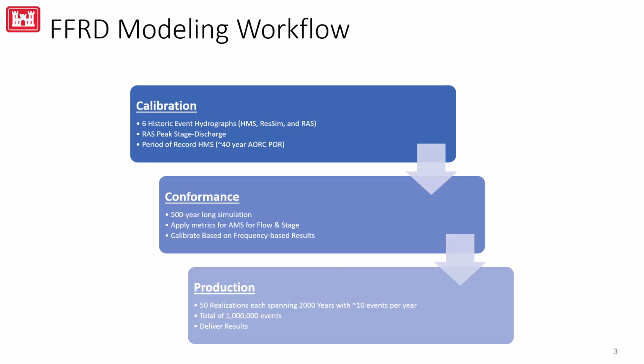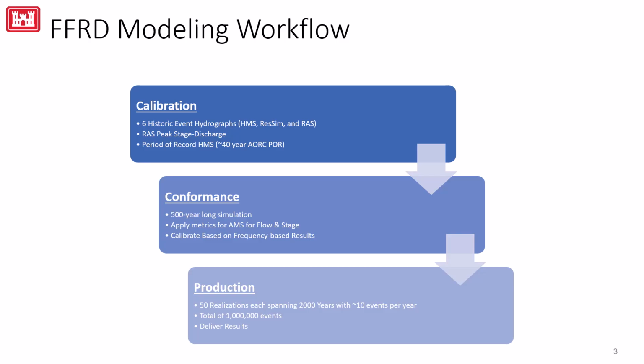Next up is the conformance phase, which begins after the models have been calibrated to historic events and the period of record simulation has been completed. Within this phase, a single realization of 500 years with approximately 10 events per year is simulated. SST is used to generate the meteorologic inputs to the hydrologic model within this phase. Accurate linking between the various models is verified, and frequency-based results are calibrated using observed data.